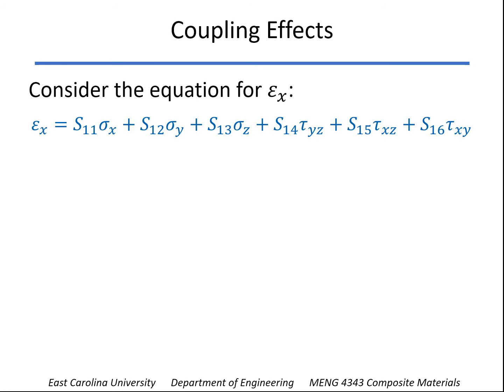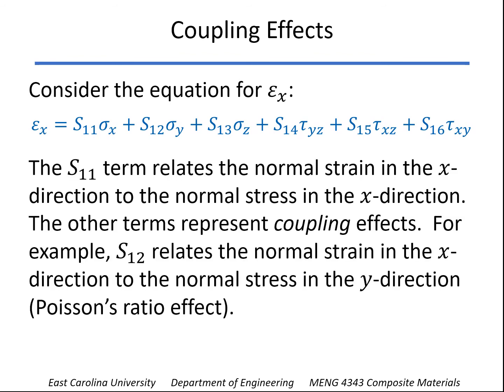Now, let's take a look at the first equation there, which was that epsilon x is related to all of the stresses, sigma x, sigma y, sigma z, etc. And the first term of that, S11 times sigma x, we would call a direct extension. In other words, it's relating the stress in the x direction to the strain in the x direction. All of those other ones represent some sort of coupling effects.